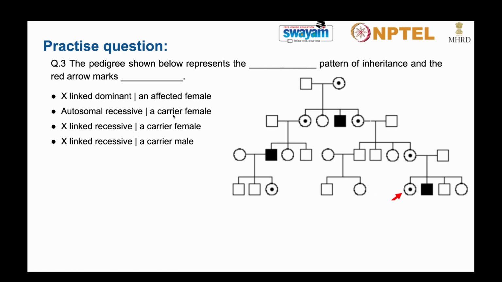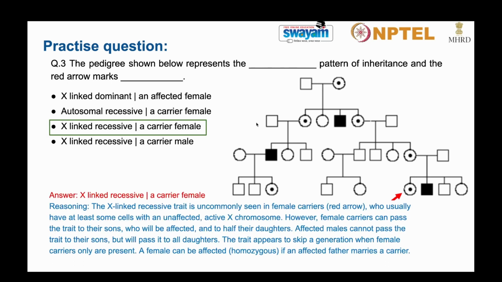So, carrier. You are saying, out of these four, which option do you think? Option 4, carrier, ma'am. X-linked recessive, a carrier male, option 3, or option 3, X-linked recessive and a carrier female. Okay. So the correct option is this option C, X-linked recessive and a carrier female.